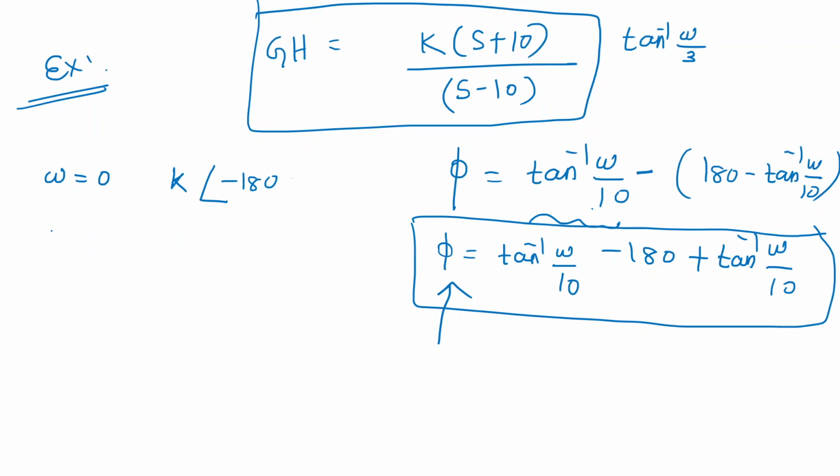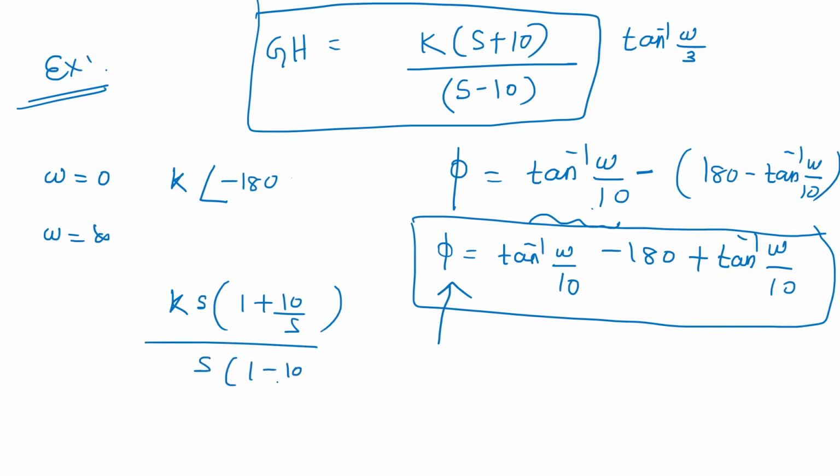Now omega up to infinity, what is the value? Omega infinity means you take s common. So this will be 1 by 10 plus s, divided by s into 1 minus 10 by s. S gets cancelled here. Now you put omega infinity, s equal to infinity. So this gets cancelled, 0. So again K.